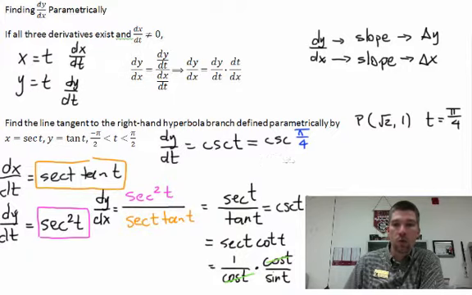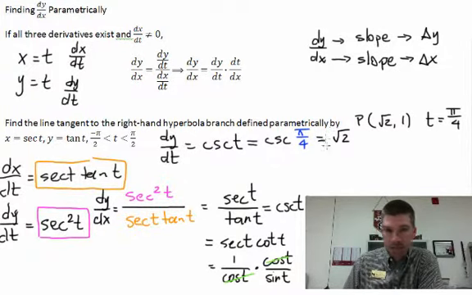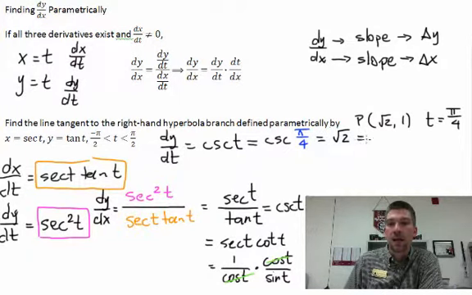And what does that equal? Well, that's equal to 2 over the square root of 2, which reduces to the square root of 2. And you can use a trig table to get this answer. And so this is the slope then of my tangent line.